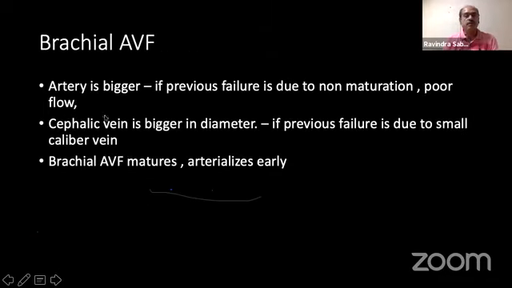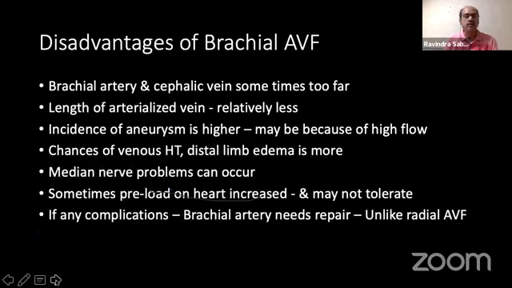Brachial artery, brachial AVF artery is bigger. So if the previous failure is due to non-maturation, poor flow, brachial is a good site for doing a fistula. So if radial failed, next is brachial. Cephalic vein is bigger in diameter, and brachial AVF matures quite early and arterializes quite early.